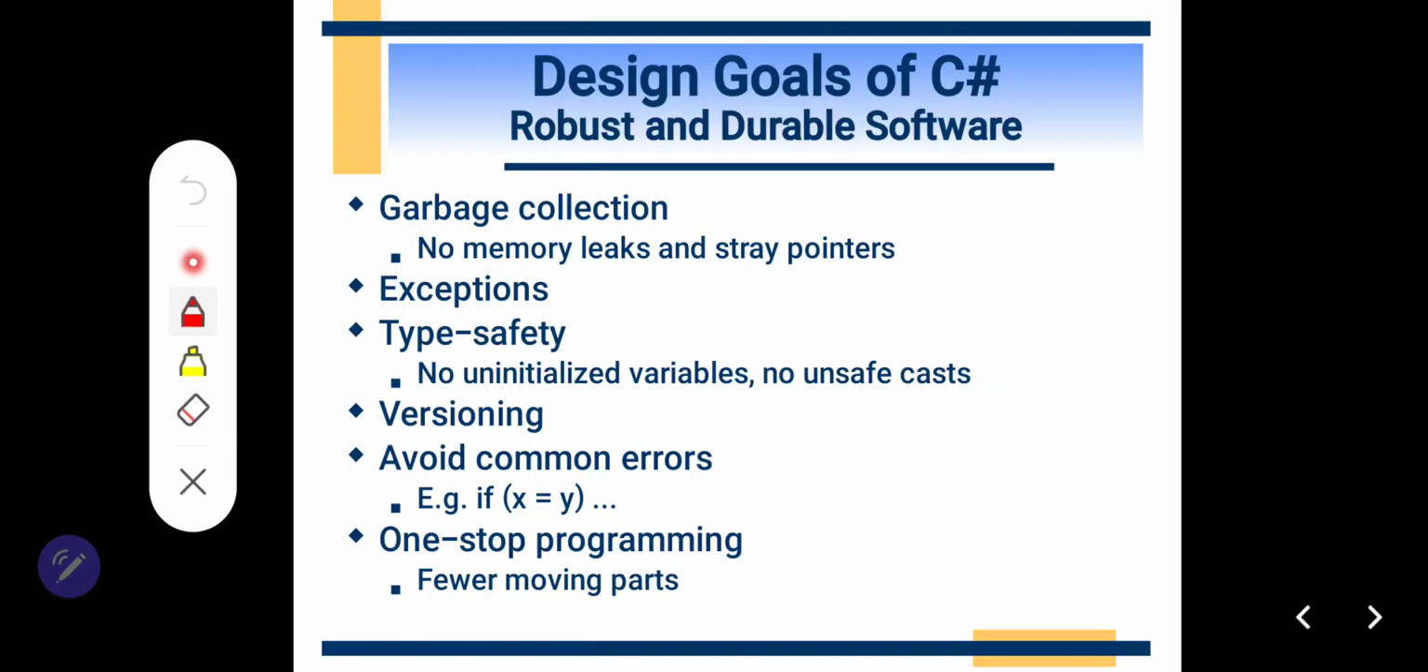Design goal of C#: robust and durable software: garbage collection, exceptions, type safety, versioning, avoiding common errors, one-stop programming. For garbage collection, no memory leaks and stray pointers. Exceptions. Type safety: no uninitialized variables, no unsafe casts. Versioning. Avoid common errors, for example, if (x = y). One-stop programming, fewer moving parts.